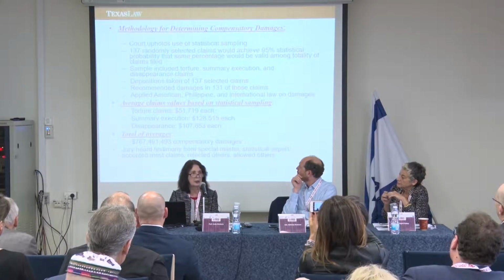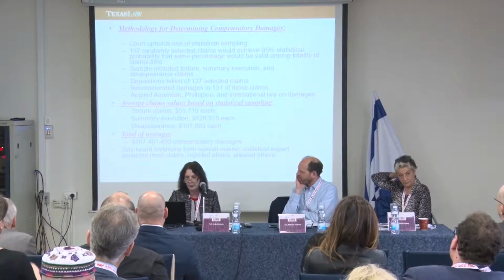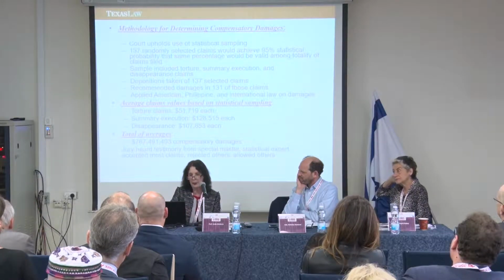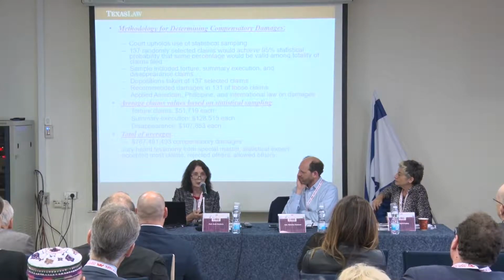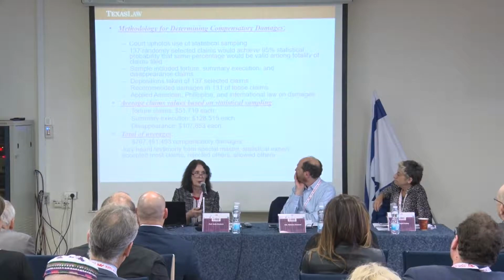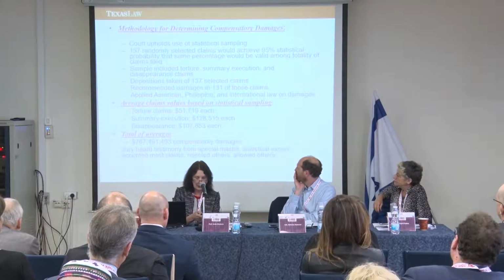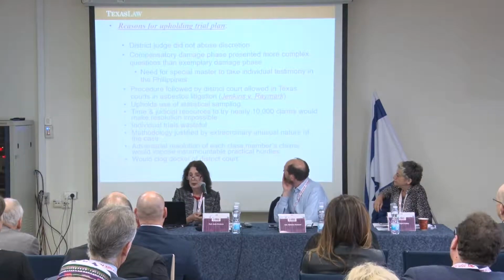So again, this was challenged on appeal, but as the slide said, the Ninth Circuit basically approved of everything. And when the day is done, this basically told you what the return was to the individual claimants based on categories of torture, execution, or disappearance. All right, so anyway, that's how that was tried.